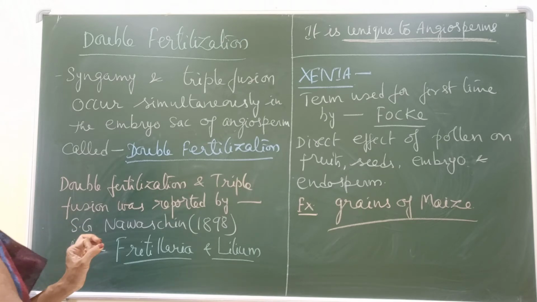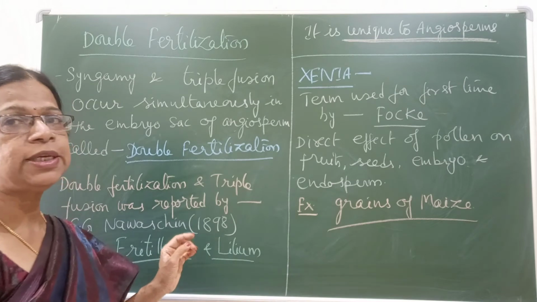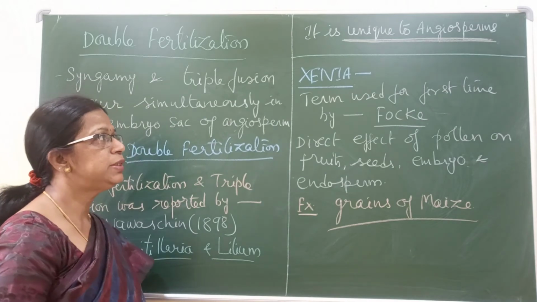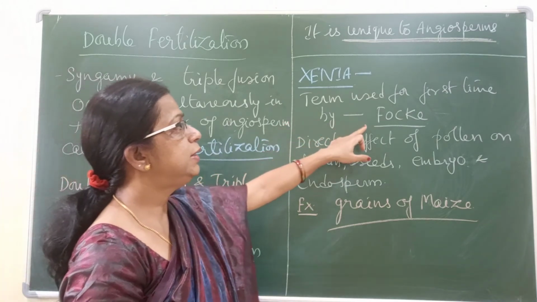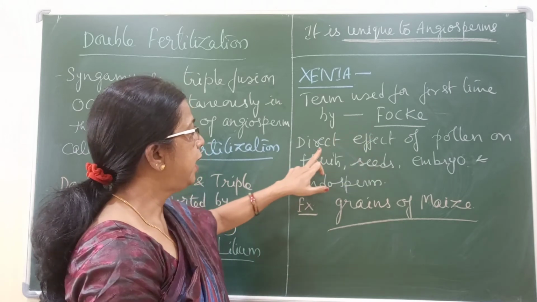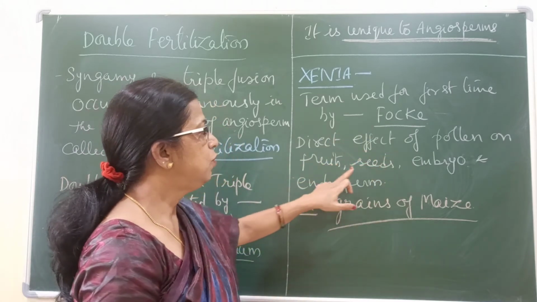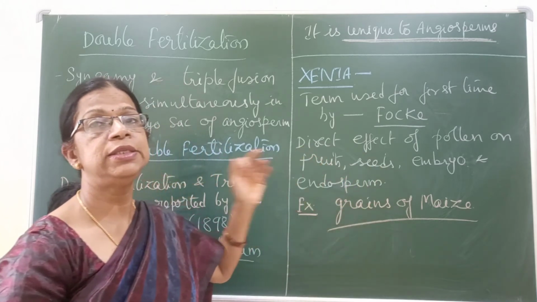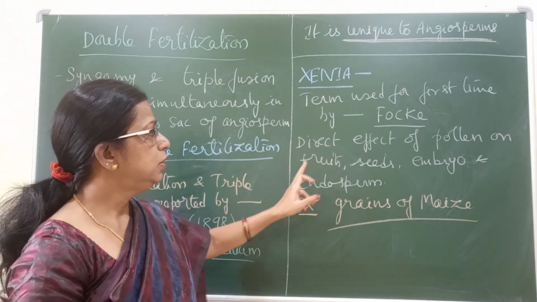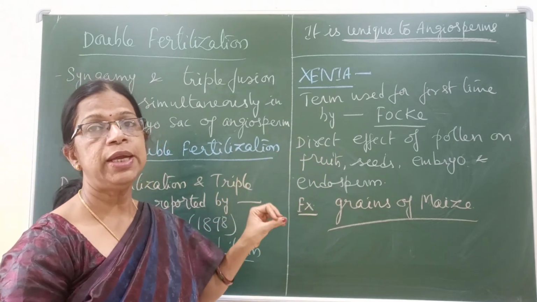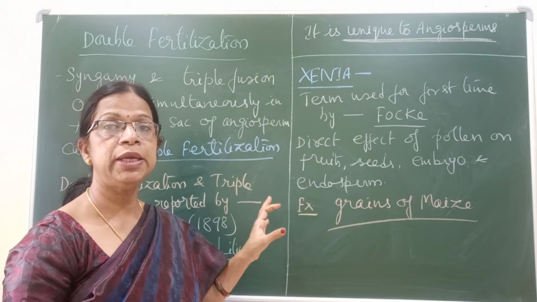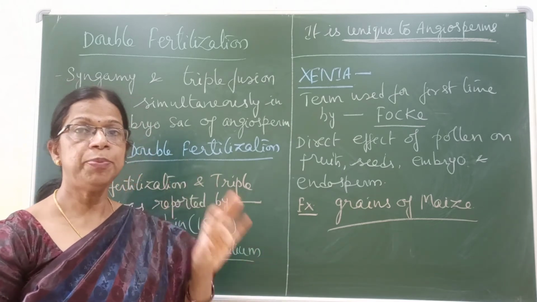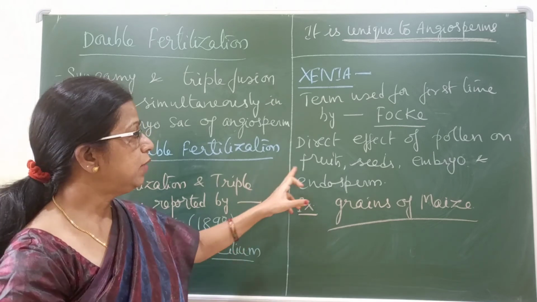Now let us see the other two terms related to it. The first term I am going to discuss is xenia. This definition was asked sometime back in objective exams. The term was used by the scientist Fouquet for the first time, and it is the direct effect of pollen on fruits, seeds, embryo and endosperm. That means all the post-fertilization products are affected. We can describe this as one kind of cytoplasmic inheritance, that is, the cytoplasm present in pollen grains, because only the pollen grains are affecting these.